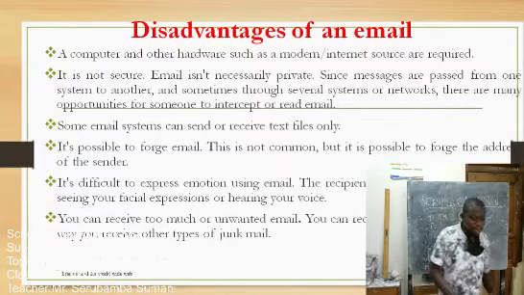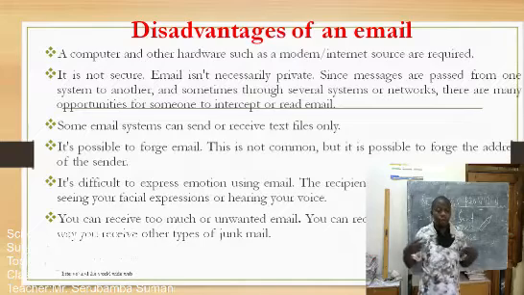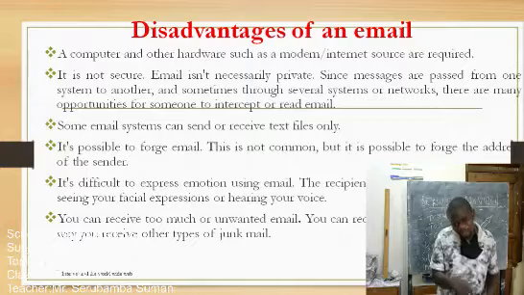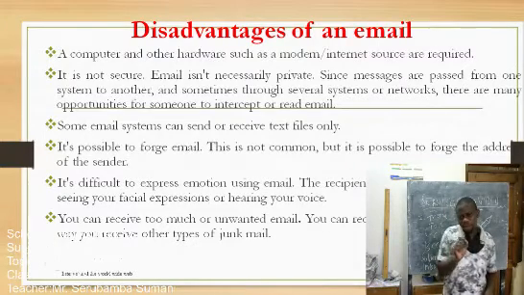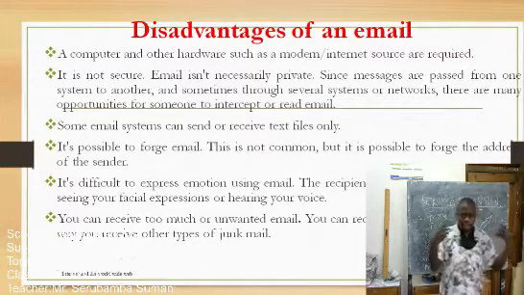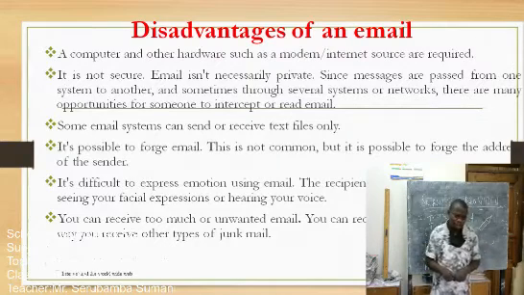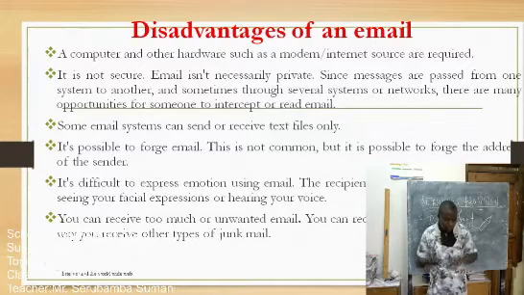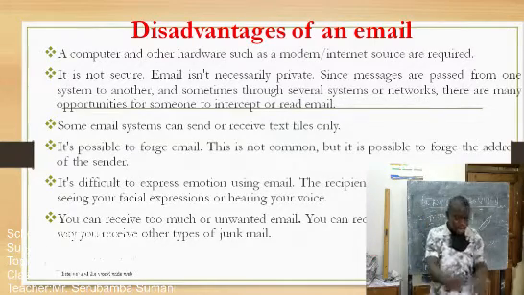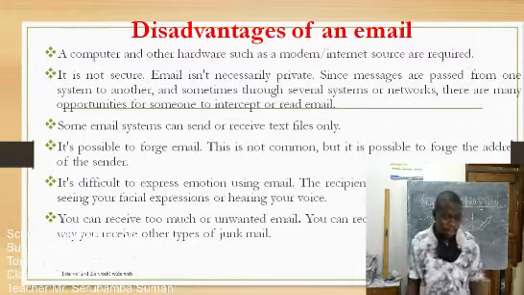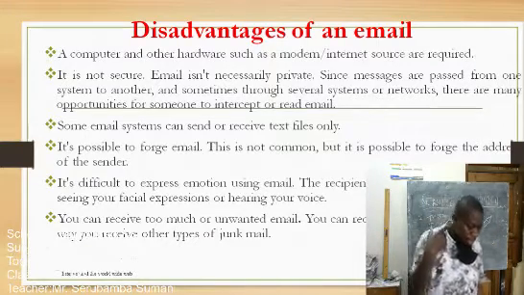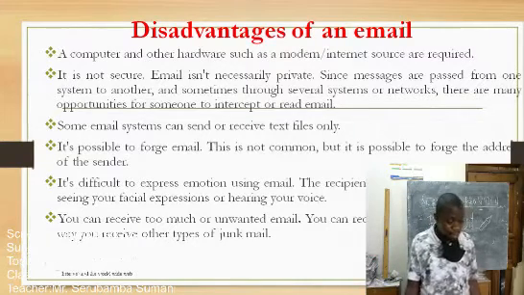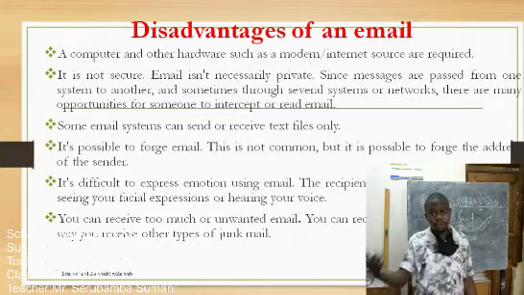We are saying it is very difficult to express emotions when we are using emails. If I'm very annoyed, it may be very hard for me to show it to you, or if I'm very happy, it may be hard to show it through email messages. Then you can receive too much or unwanted emails. Those are called junk emails or spamming messages.